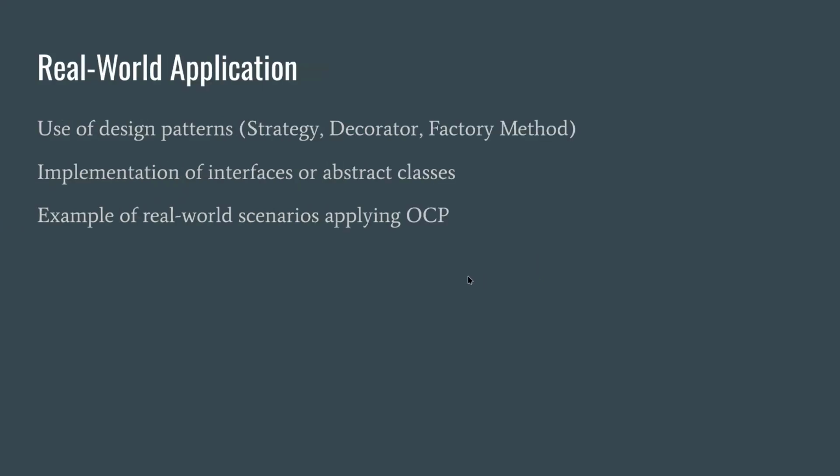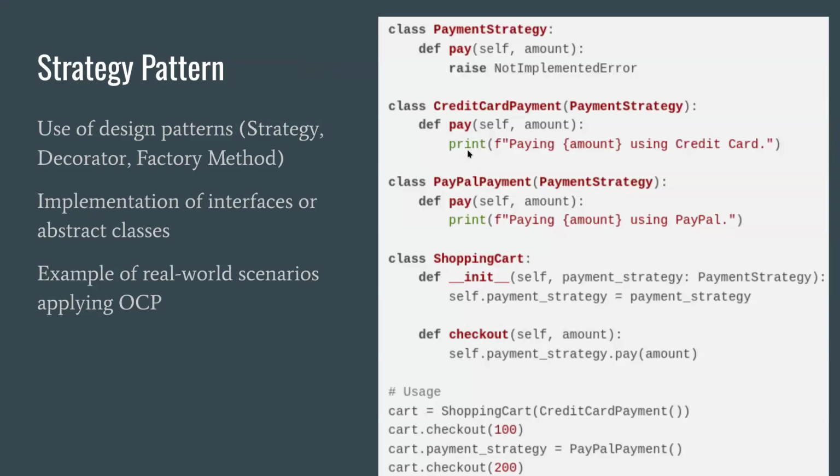Real world applications. So in real world software development, the open closed principle is applied through various design patterns and practices. For example, you can look at the Strategy pattern, and the Strategy pattern allows you to define a family of algorithms and make them interchangeable. So we have a PaymentStrategy class that has a pay method, and we have CreditCardPayment and PayPalPayment that are implementing PaymentStrategy. And you can see that they are interchangeable.